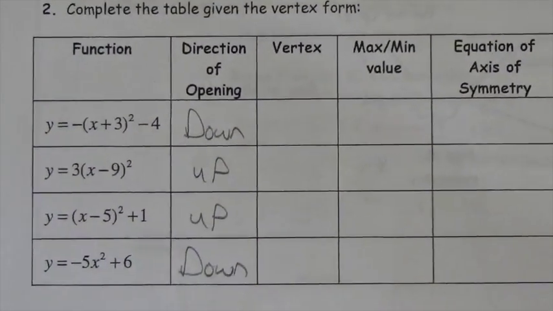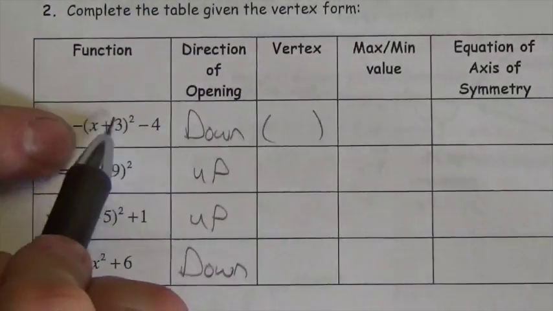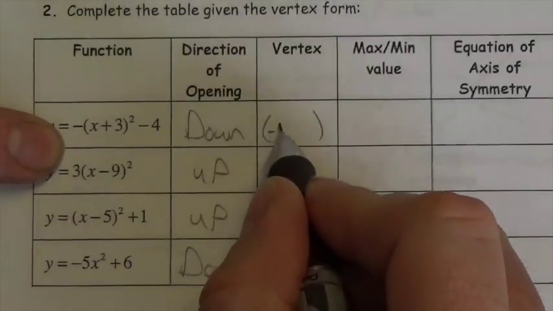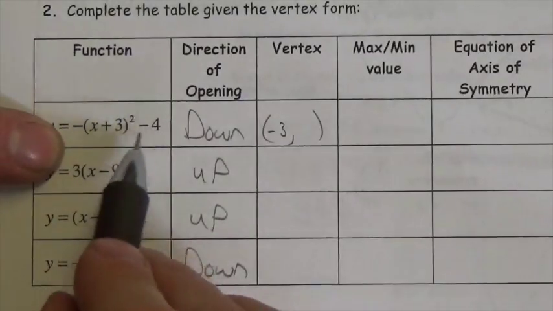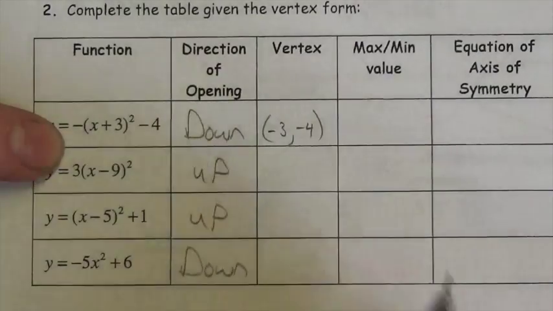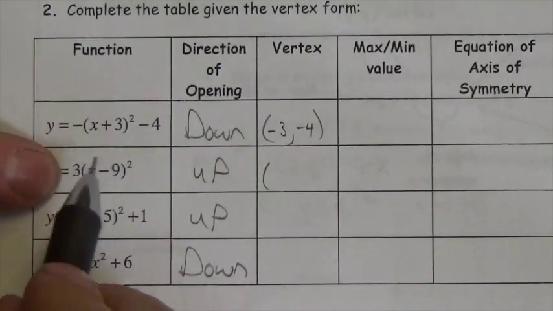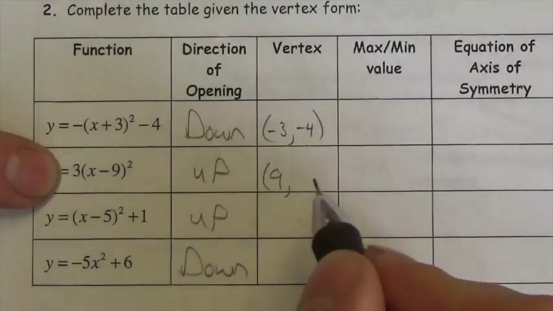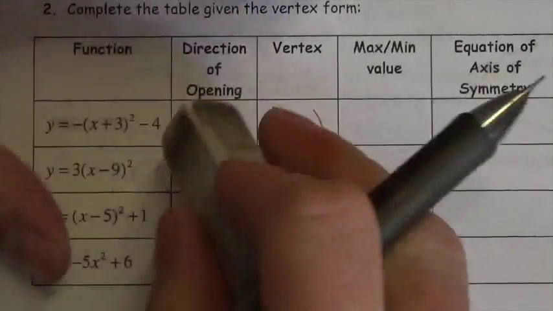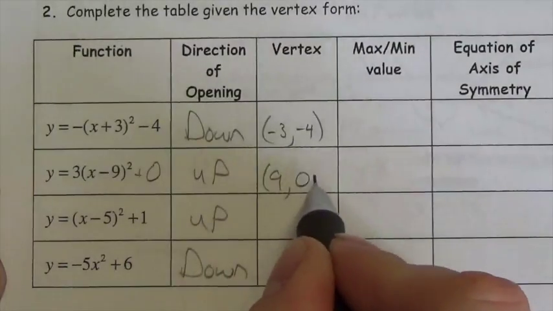The vertex. And I hope you're comfortable enough to yank this thing out here. The vertex, when I look inside the parentheses here, I take the opposite sign, so this is going to be negative 3. And then the value out here, I just take it the way it sits. Negative 4. So there's my vertex. Here, I look inside the parentheses and take the opposite sign. It's going to be 9. And then, if I don't see a number out here, what number have I added? The answer is 0. So this would be 9, 0.